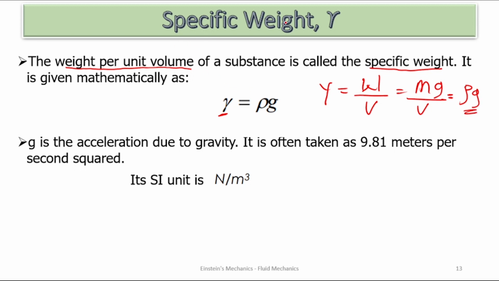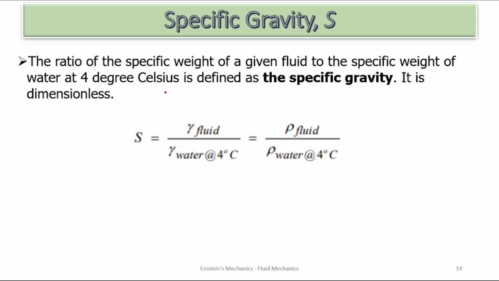Are we good? So we can express the specific weight as the density of the substance and the gravity, or the weight per volume. Anyhow you express it depending on your question will be okay. Where g is the acceleration due to gravity, and we take it as 9.81 meter per second square. Specific weight has the unit of Newton per meter cube. Remember, weight is measured in Newton and volume in meter cube, so Newton per meter cube.